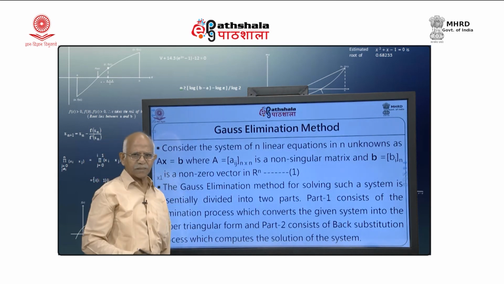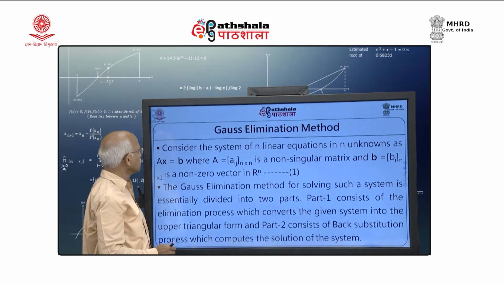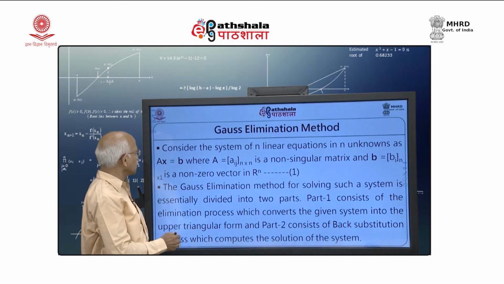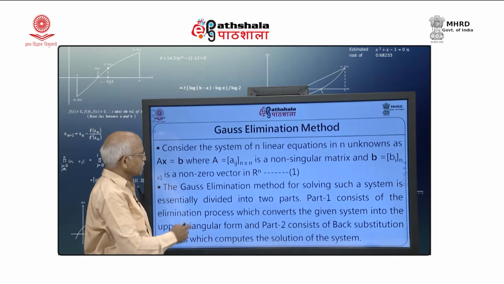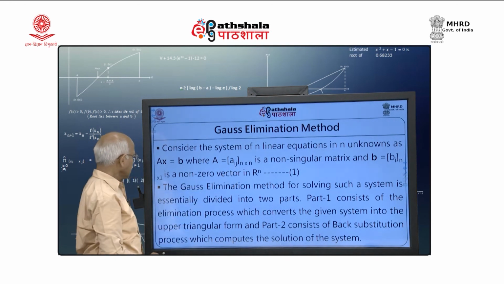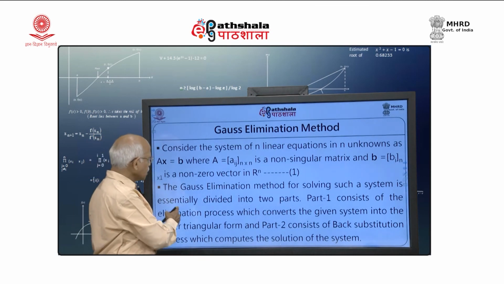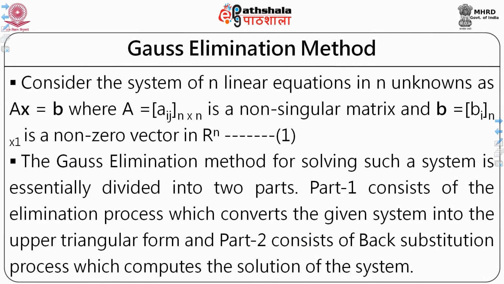Our first method, which is one of the direct methods, is the simple Gauss elimination method. Consider the system of n linear equations in n unknowns, where A is non-singular and b bar is the right hand side, any non-zero vector in R n. The Gauss elimination method for solving such a system is essentially divided into two parts. Part 1 consists of the elimination process, which converts the given system into upper triangular form, and part 2 consists of the back substitution process, which computes the solution to the system.